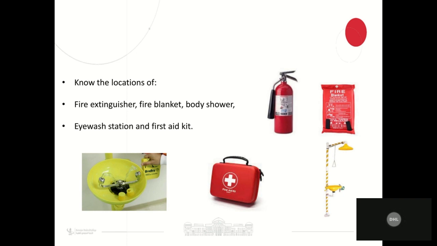What you can do if you have any emergency situation. You must know the location of the fire extinguisher, fire blanket, body shower, eye wash station, and first aid kit for faster engagement.